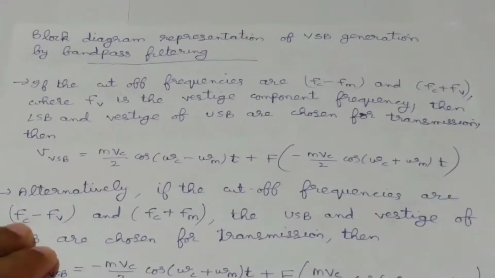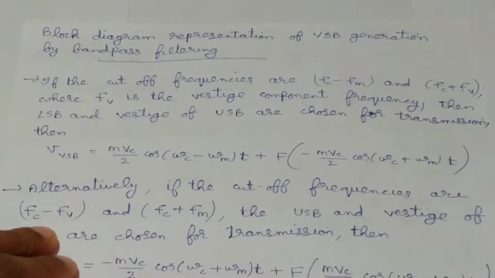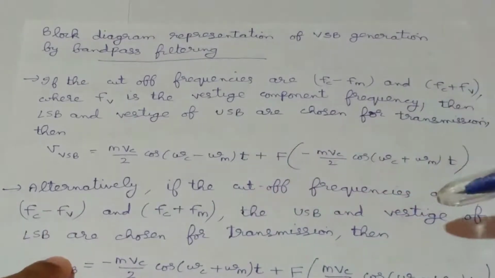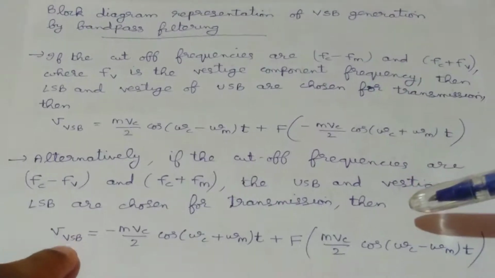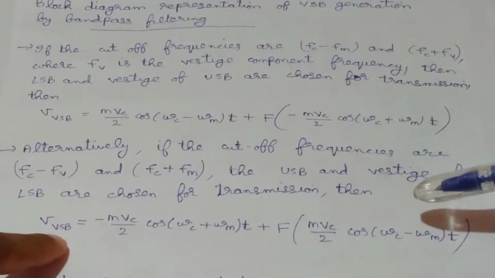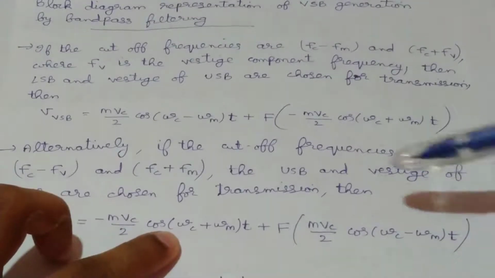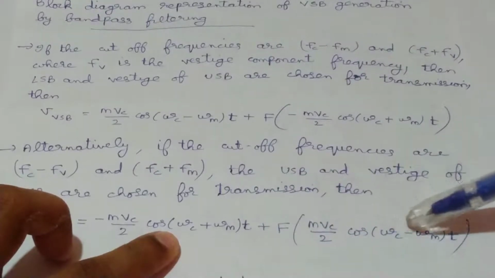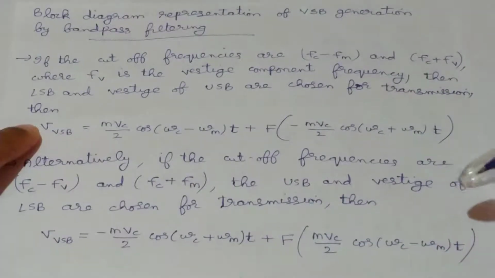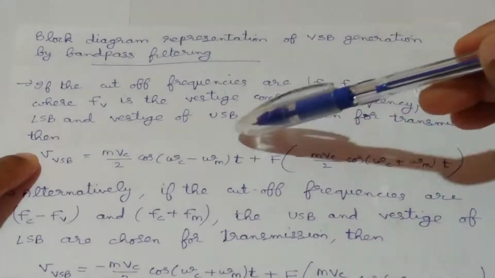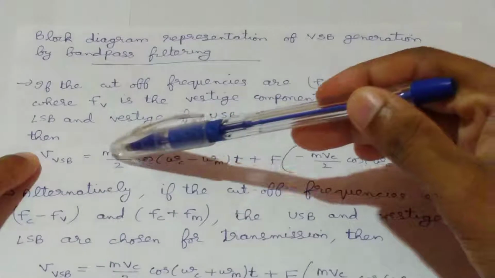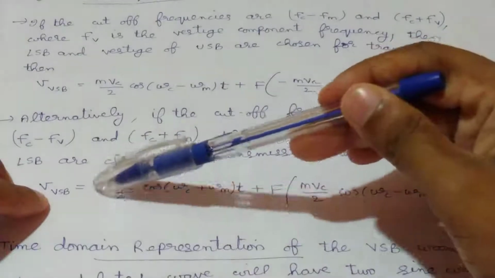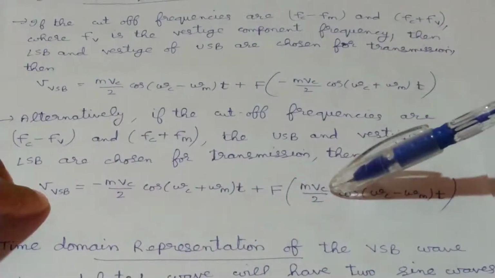And alternatively, if the cutoff frequencies are Fc minus Fv and Fc plus Fm, then the upper sideband and vestige of the lower sideband are chosen for the transmission. Then the equation for the vestigial sideband wave will be minus MVc by 2 cos (omega c plus omega m) t plus a fraction of MVc by 2 cos (omega c minus omega m) t. So in this vestigial sideband technique, we will transmit either the lower sideband component fully plus a fraction of the upper sideband, or the upper sideband component fully plus a fraction of the lower sideband component.